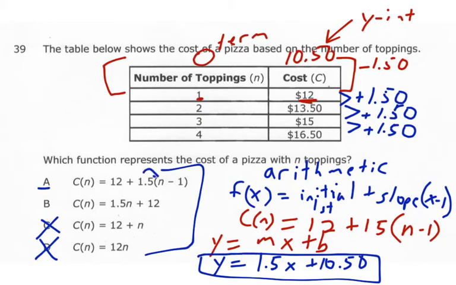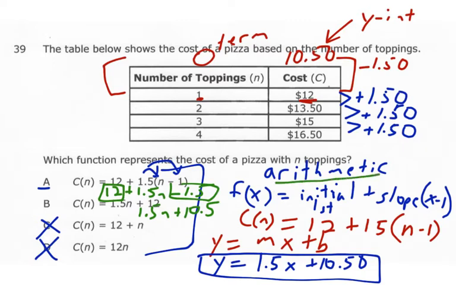And if we go ahead and do one step with distributive property, we can prove that A is the right choice. So 1.5 times n is 1.5n. 1.5 times negative 1 is negative 1.5. Bring everything down and combine your like terms. So 12 minus 1.5 gives us 10.5. So it's 1.5n plus 10.5. So we just proved it both ways, and I like the slope-intercept form personally, but you may like the other formula for arithmetic. So A is our best choice.